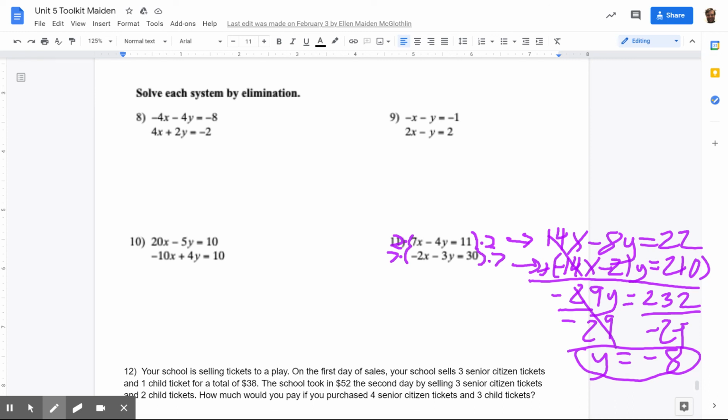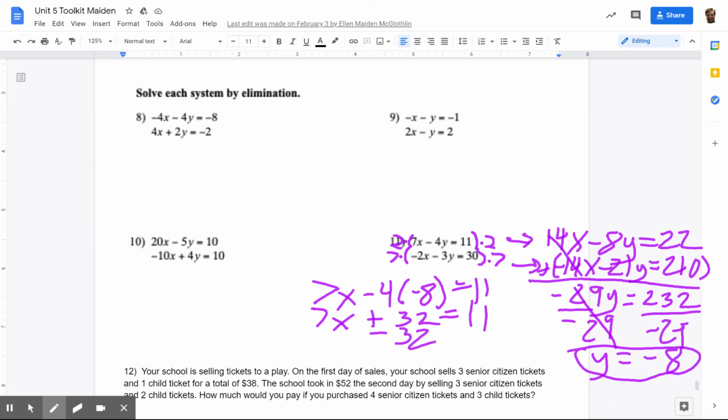Now, just like all the other problems, plug back in. I'll use the top equation. 7x minus 4y equals 11. Two negatives make a positive, so 4 times 8 makes 32. Subtract 32 to isolate the variable. So 7x equals negative 21, and divide by 7, and you get your answer, x equals negative 3.